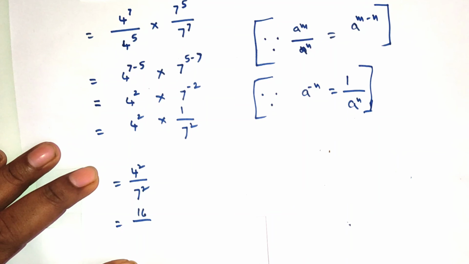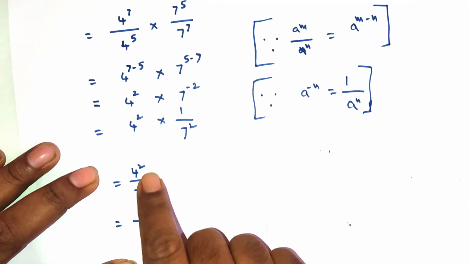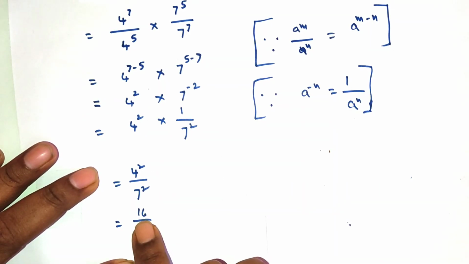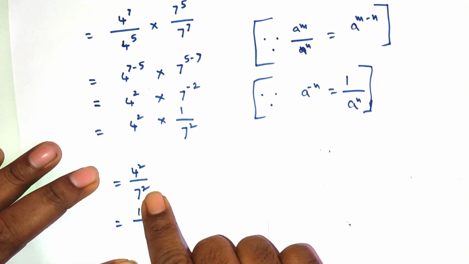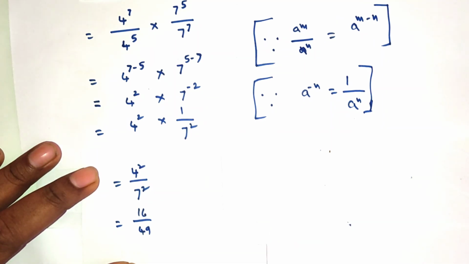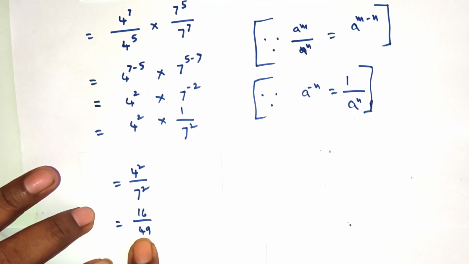4 square means 4 into 4. 4 into 4, 16. So we got 16 here. 7 square is equal to 7 into 7. 7 into 7, 49. We got 49 here. This is the final answer for problem number 10.